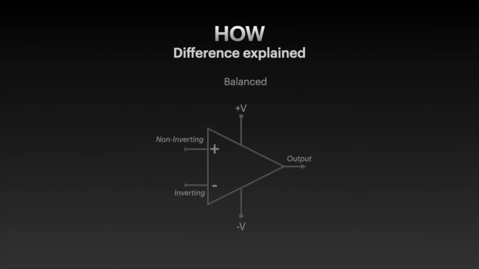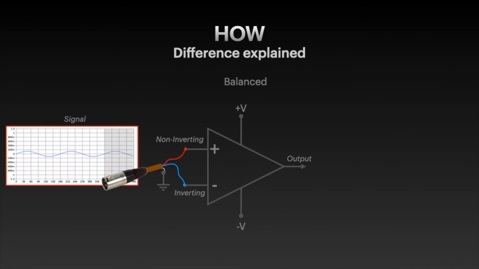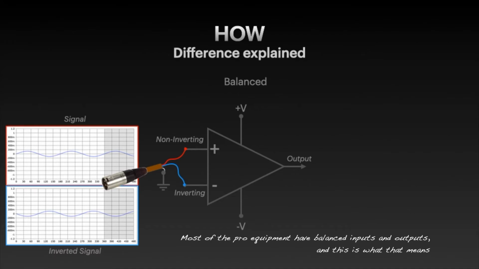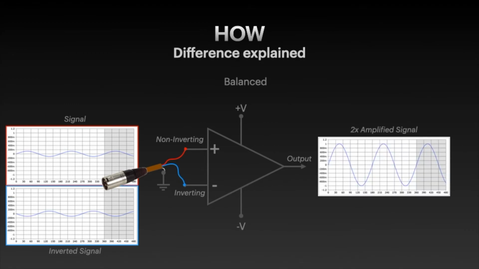In the balanced case, as we have two conductors on the cable, each one of them is connected to one input. We have a signal traveling in one conductor, input at the non-inverting input, and an inverted signal traveling on the other conductor and input at the inverting input. What happens on the output? We have 2x amplified signal, because the operation will be signal minus inverted signal, which equals 2x signal.